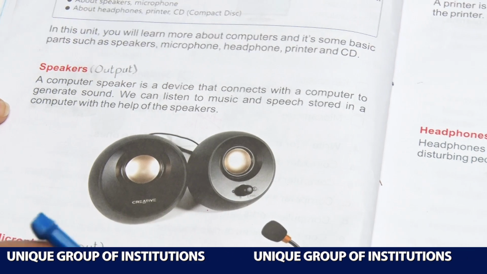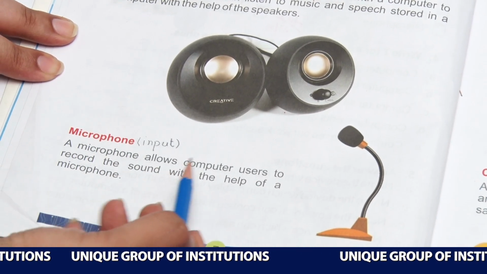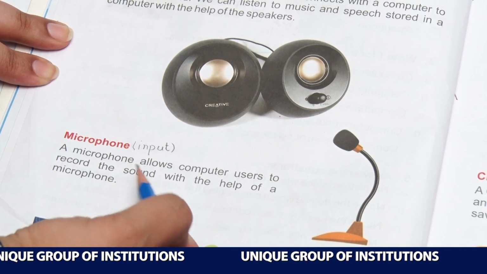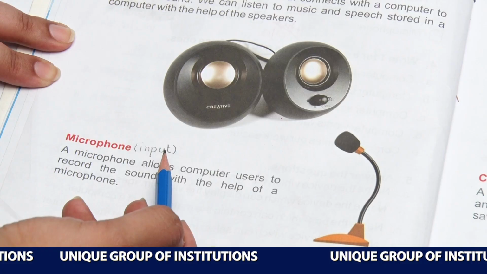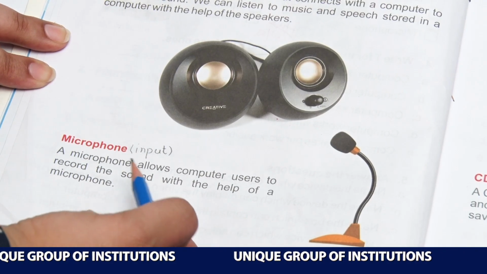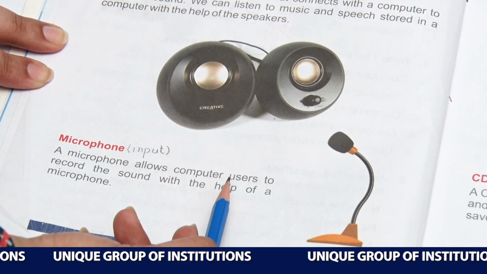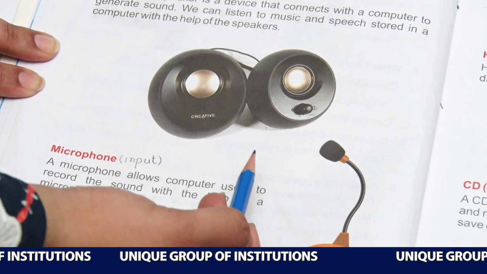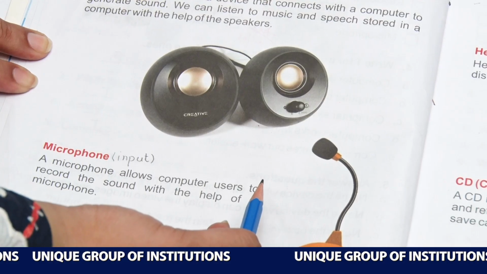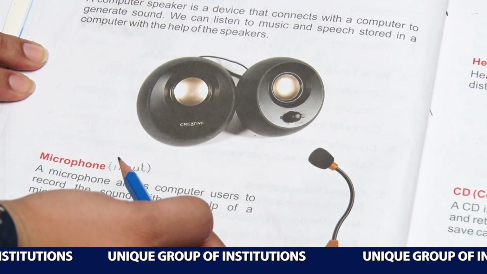Moving on to the next part, next is microphone. A microphone allows computer users to record sound. Microphone is an input device because you are sending your voice to the computer to keep it recorded. Like the speakers give you the voice, you send your voice through the microphone to the computer. So this is the main difference between a speaker and a microphone.